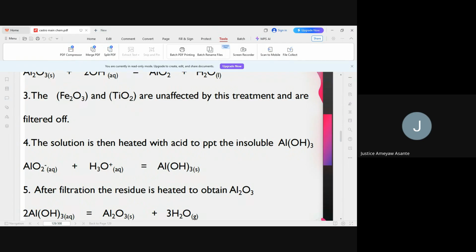We first dissolved the crushed bauxite in sodium hydroxide. Then the sodium hydroxide will dissolve the silica and form the silicates. And all the aluminium oxide also becomes converted to the aluminate.